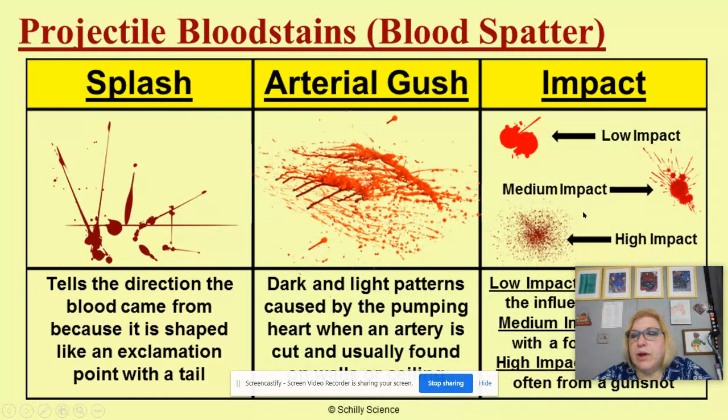And then, of course, you have the different types of energy behind the crime. So if you get stabbed, then it may be a low impact, it's just gurgling out. If you get hit, like blunt force trauma to the head, that's a little bit more force, so it's going to look more splattered. And this high impact, that's like a gunshot. There's so much energy behind the blood that it just kind of mists. And that's what gives you this pattern here.